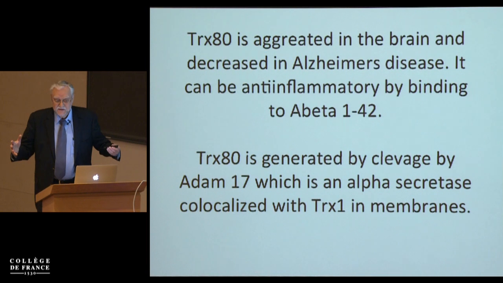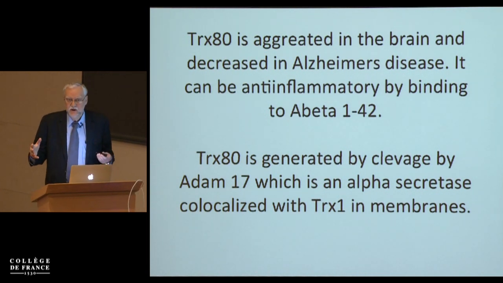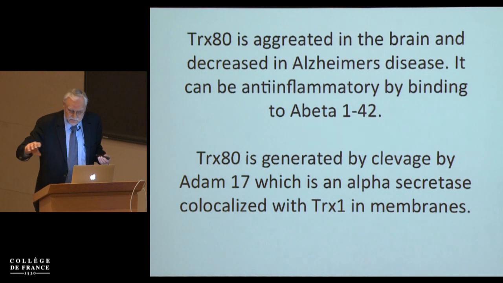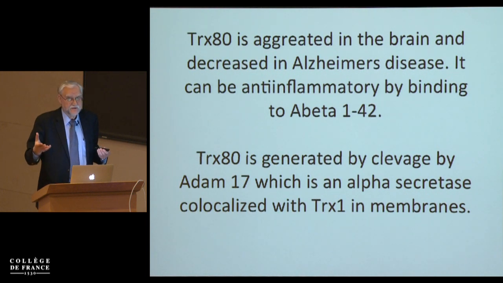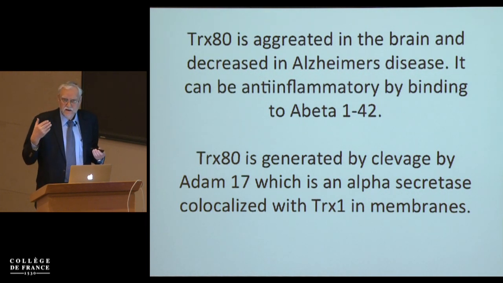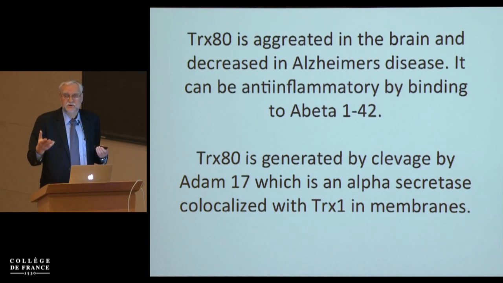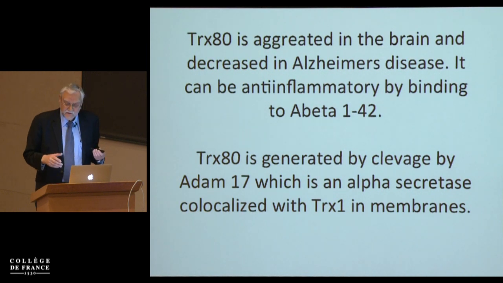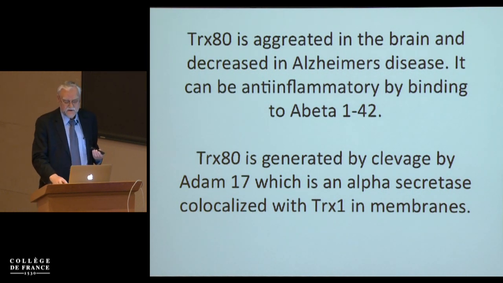So if I summarize this part of the whole thing, thyrodoxin 80 in the brain is a 30 kilodalton aggregated molecule which is decreased or lost in Alzheimer's disease. In aging Alzheimer brains, you have low thyrodoxin and low thyrodoxin 80. Thyrodoxin 80 seems to be protective in the brain, so it can bind to A-beta. And the cleavage here is by an alpha secretase, which is called ADAM17, which is a well-known enzyme.